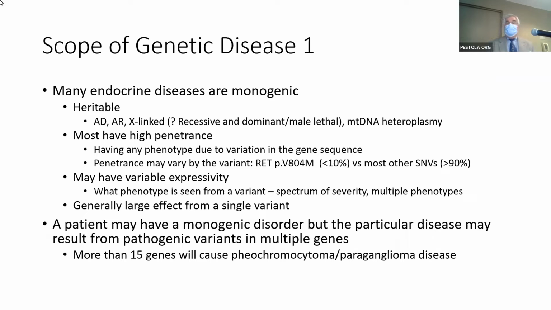Expressivity can vary. So what you see from a single variant can be a spectrum of disease. You can see that from within a family or across families. But in general, monogenic disorders, large effects from a single variant. You can have multiple genes giving you a given phenotype. It's phenocopy. So best example I could come up with quickly was pheochromocytoma paraganglioma disease. There's these 15 genes involved, and we don't have them all because there's still a number of patients that we never get the answer for.